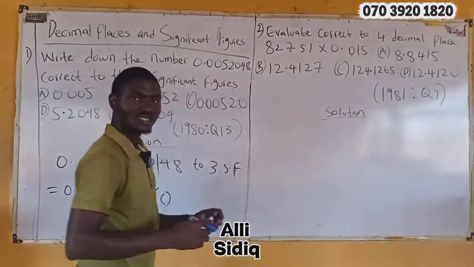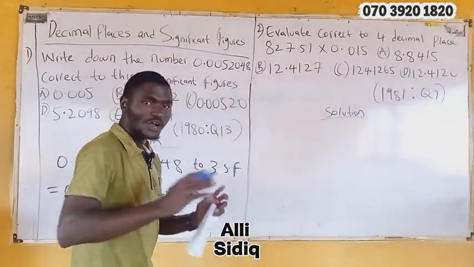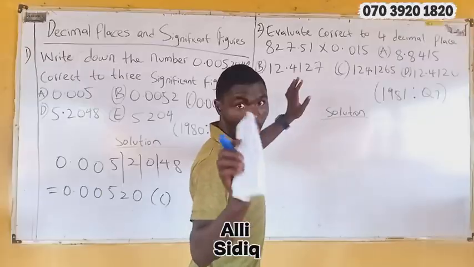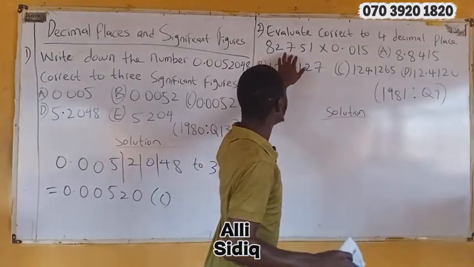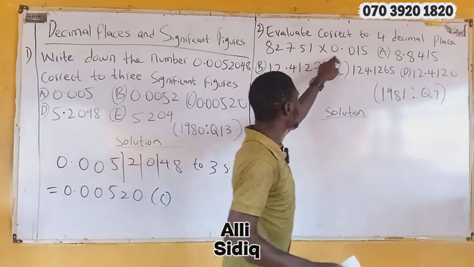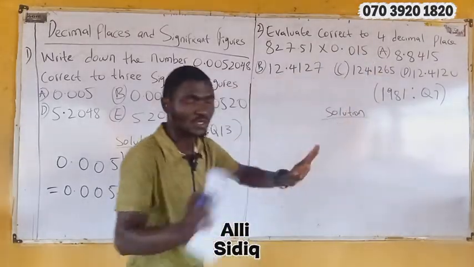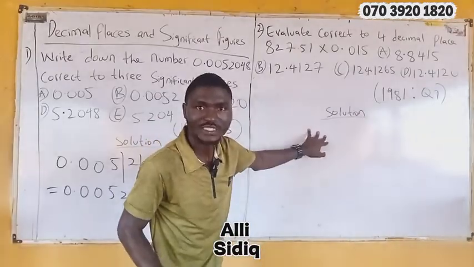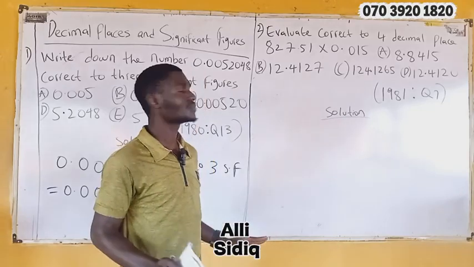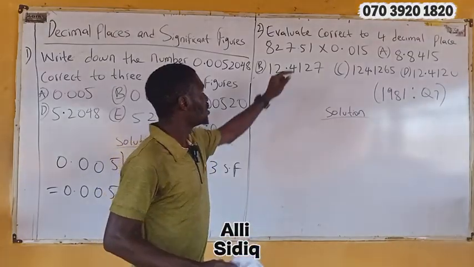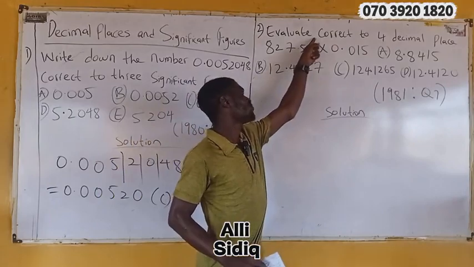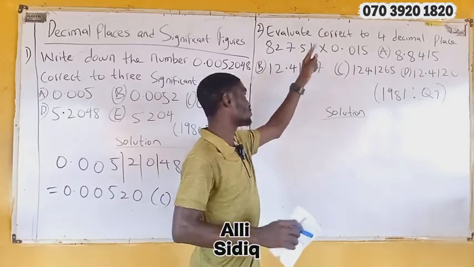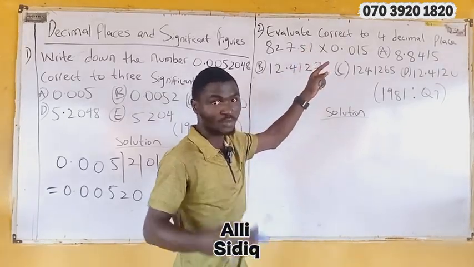It first says evaluate. That's the first thing. Evaluate means your normal multiplication, which is 827.51 times 0.015. That's the first thing you do. Your answer, you now take it to 4 decimal place. So just be careful. They should have put a comma here to caution you, but there's no comma here. That's why I didn't bother to put it, because I can't teach JAMB what to do.